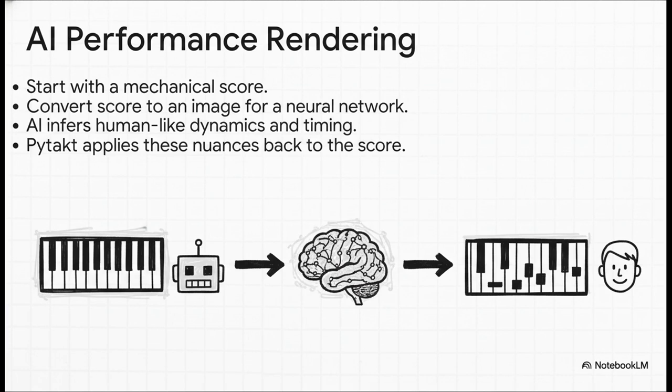The workflow is just fascinating. You start with a musical score that's, well, computer perfect, totally robotic. Then Pytakt can convert that score into an image, like a picture of a piano roll. You feed that image to a neural network, and the AI analyzes it to figure out how a human would play it, with all those subtle changes in timing and volume. And then the magic part. Pytakt takes those human-like nuances and applies them right back to the original score, making it sound alive.